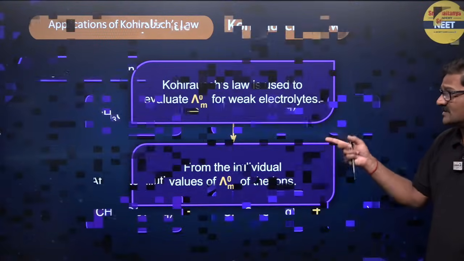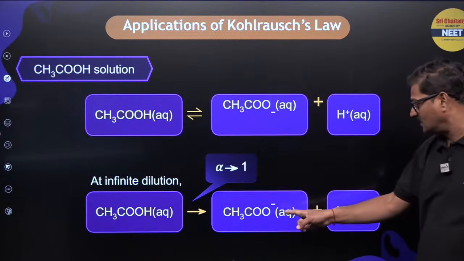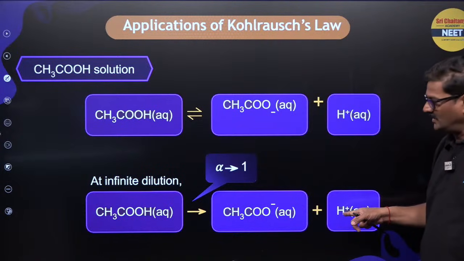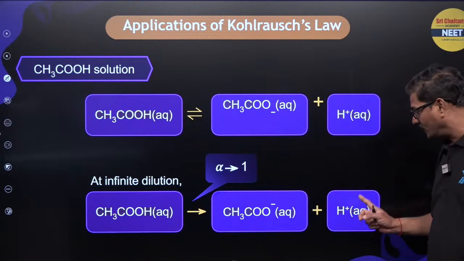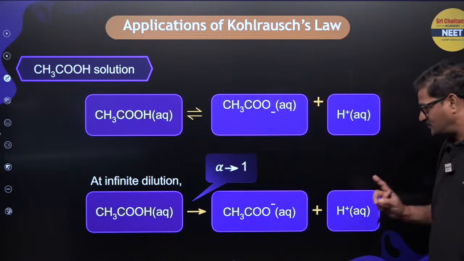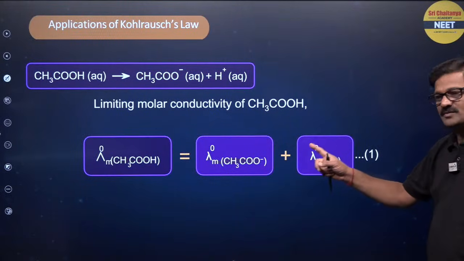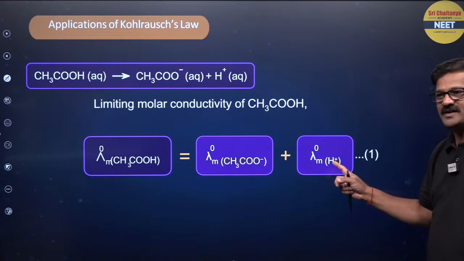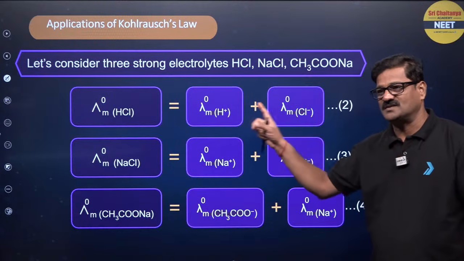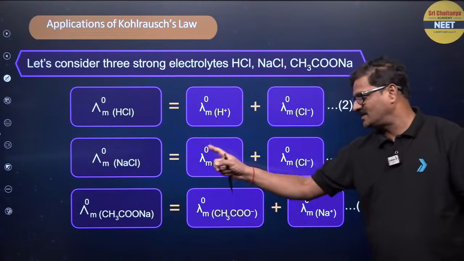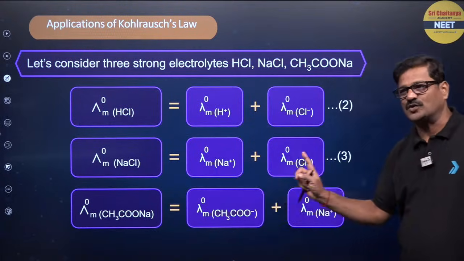Now let us consider acetic acid. Acetic acid molar conductivity is equal to acetate ion and H plus ion, right? So its value you can get from sodium acetate and from HCl, right? Acetic acid is going to be acetate plus H plus. Similarly, HCl is going to be H plus and Cl minus. NaCl is going to be Na plus and Cl minus. Sodium acetate is acetate and sodium plus, right?